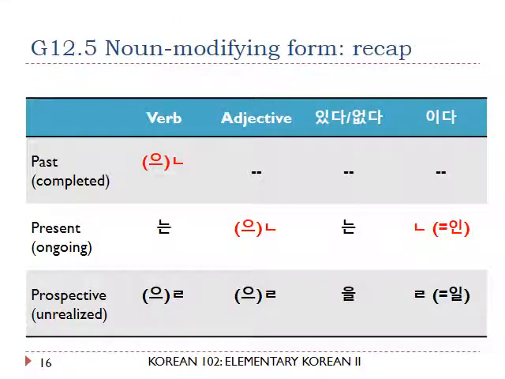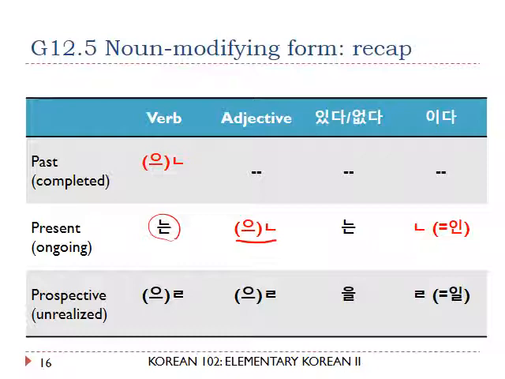Now, let us summarize what we've learned so far. We have studied noun-modifying suffixes that indicate past, present, and future tense, right? For the past completed event, the noun-modifying suffix used is 은 or 니은, and it is only attached to the verb, not adjective or existential verb or copular. Remember, only the verb, okay? For the present, 는 is attached to the verb stem. For the adjective, 은 or 니은 is used.